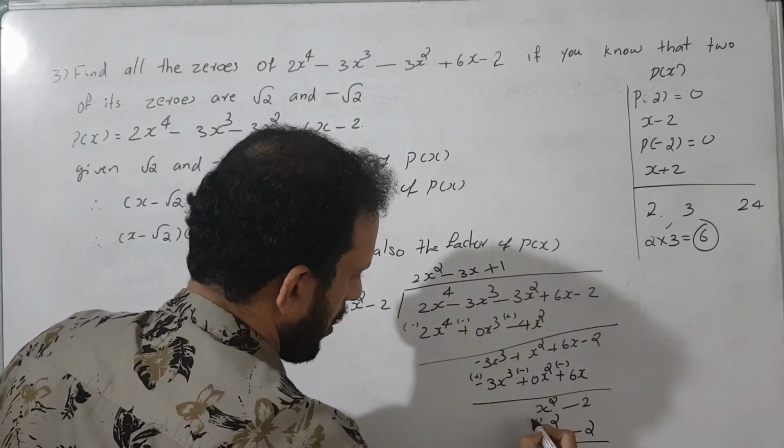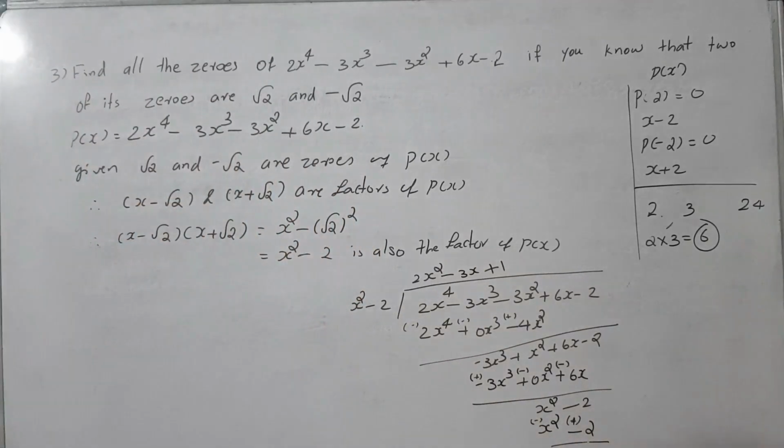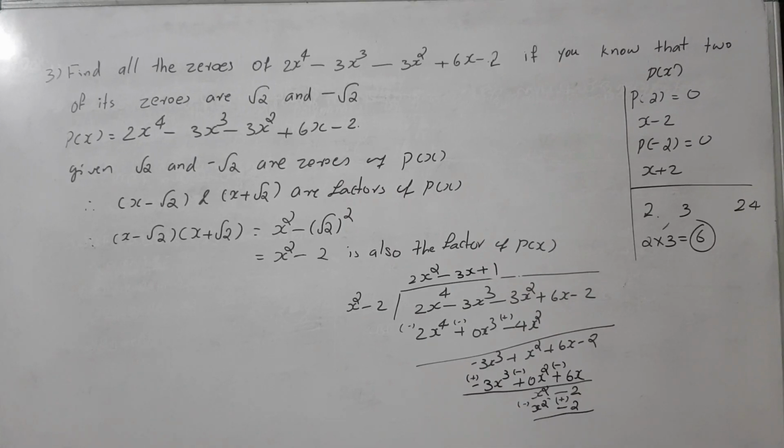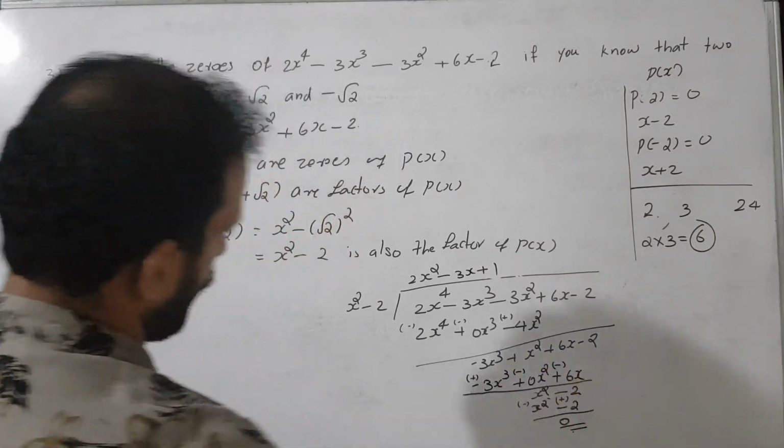So next, this one is minus, this one is plus. So x square minus x square is 0. And minus 2 plus 2, that's also 0. Correct? So we got it here. The final value, the remainder, is equal to 0.